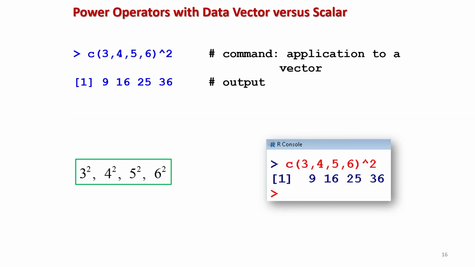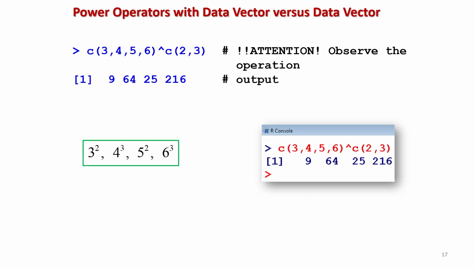And the same thing happens with power operations. If you try to take a data vector, say c(3, 4, 5, 6), and you raise it to the power 2, then what will happen? Every element of this data vector will become a square: 3 to the power 2, 4 squared, 5 squared, and 6 squared. And the answer will be 9, 16, 25, 36.